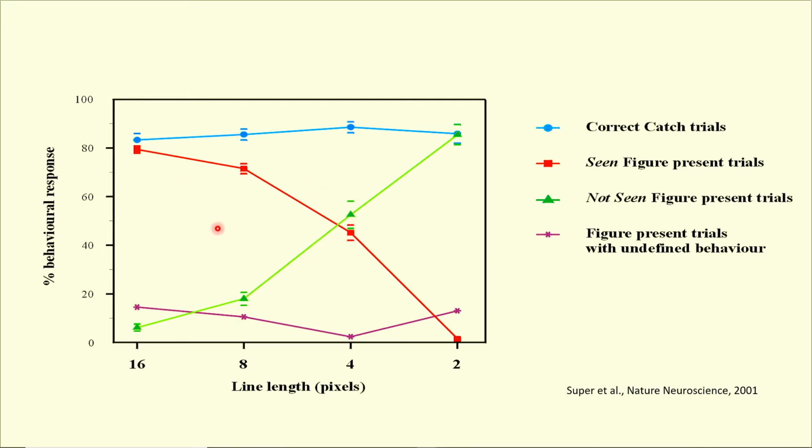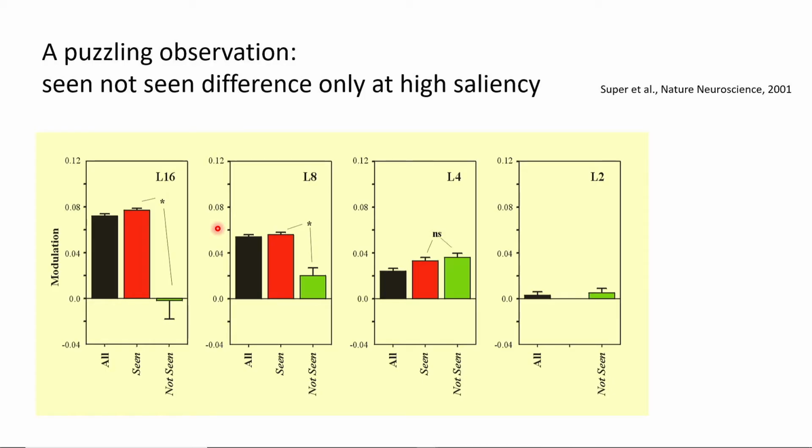So what's going on there? Now, again, a bit to my own surprise, what we found there was, to me at least at the start, a puzzling observation, which is that the seen-not seen difference, which I showed you in the beginning, so all the modulation when the monkey says seen and no modulation at all when the monkey said not seen, sort of diminished with the somewhat shorter line length, L8, and was totally not significant anymore with a line length of 4. And of course with L2 you don't have any data there. So what's going on there?